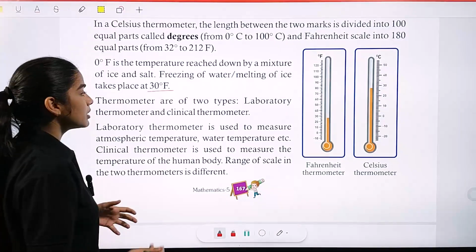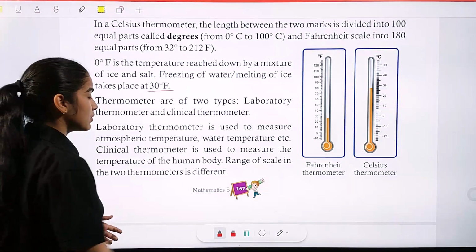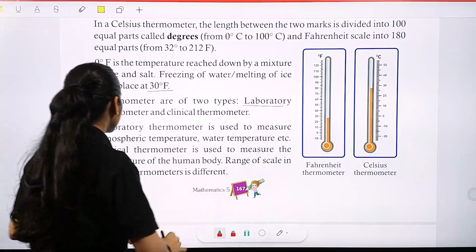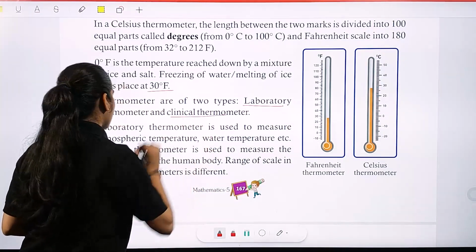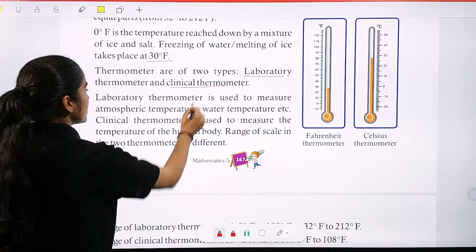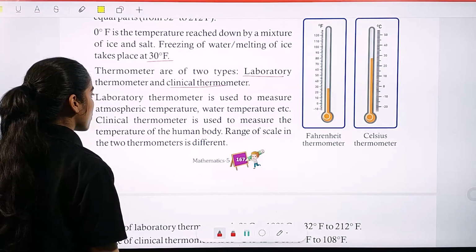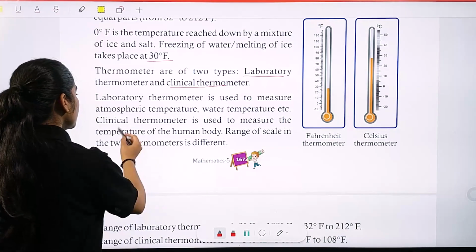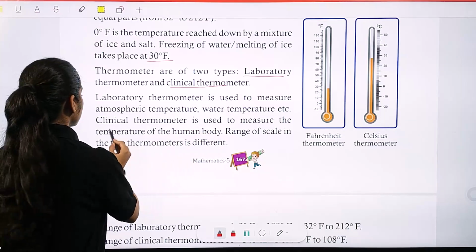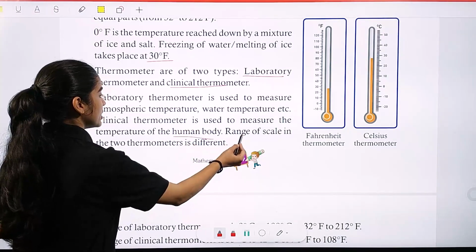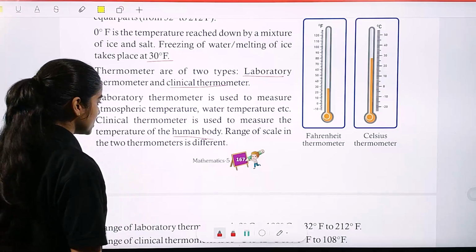So now we are going to learn about the two types of thermometers we have. The first one, laboratory thermometer, and the second one is clinical thermometer. Laboratory thermometer is used to measure atmospheric temperature, water temperature, etc. Clinical thermometer is used to measure the temperature of the human body. The range of scale in the two thermometers is different.